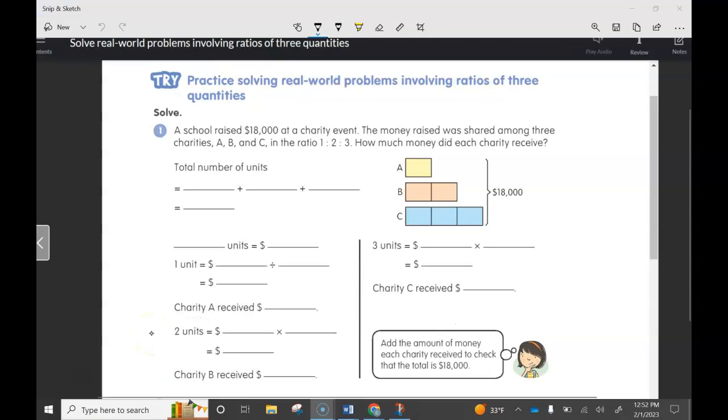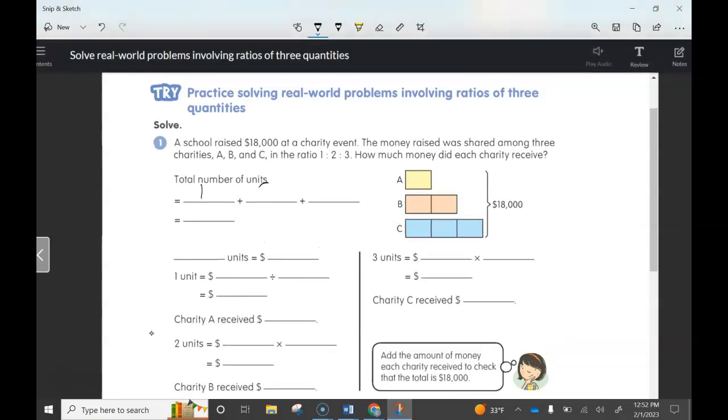That's the first thing you always want to do, whether you're looking at ratios of 3 quantities, 5 quantities, 2 quantities, whatever it may be. You've got to figure out how many units you're dealing with. You just take a look at your ratio, and we have 1, 2, and 3. Add all those together so we can see a total of 6 units. If you're drawing a bar model like this, you would have 1 unit for A, 2 for B, 3 for C, based upon the information in the problem. So what we need to do is understand that a total of 6 units is going to equal $18,000.